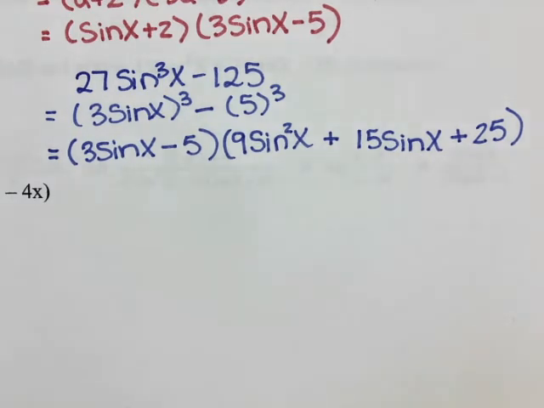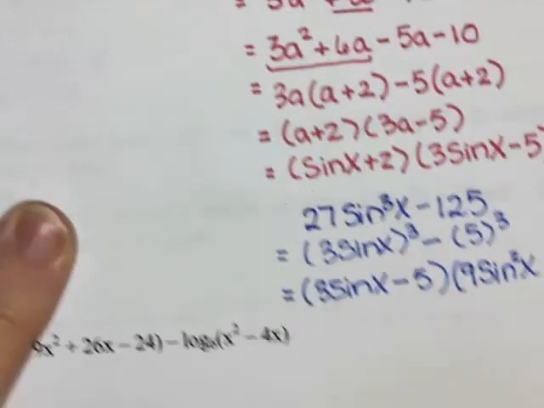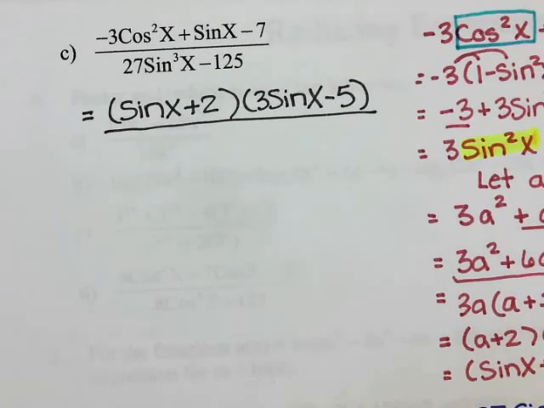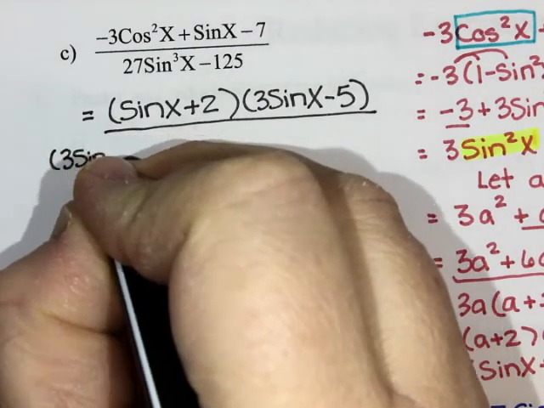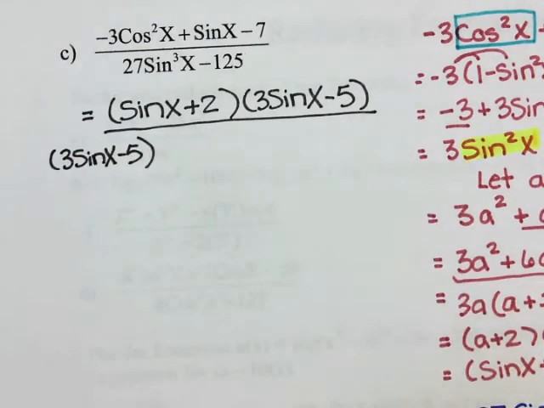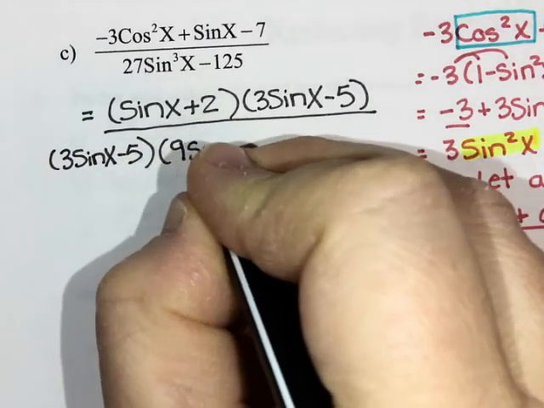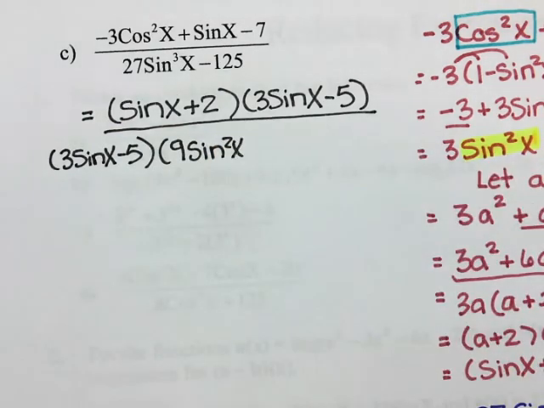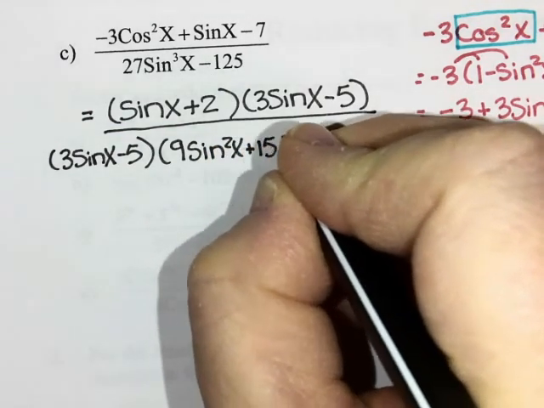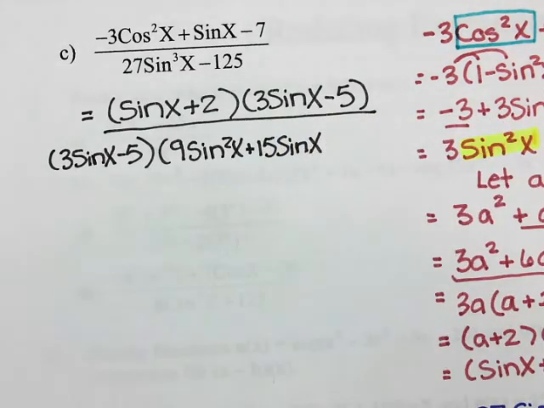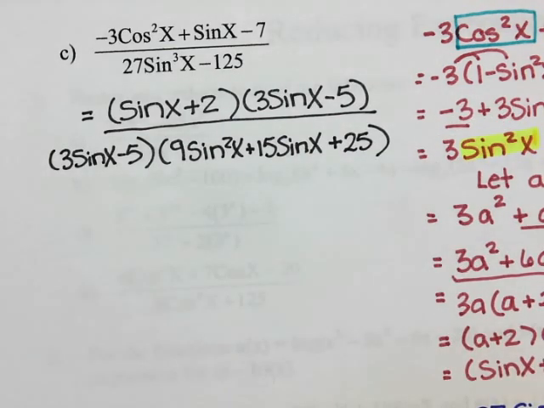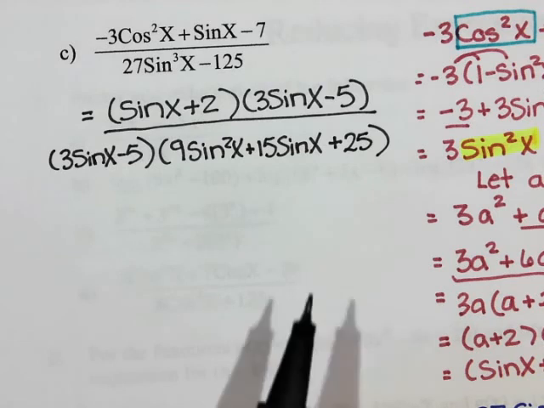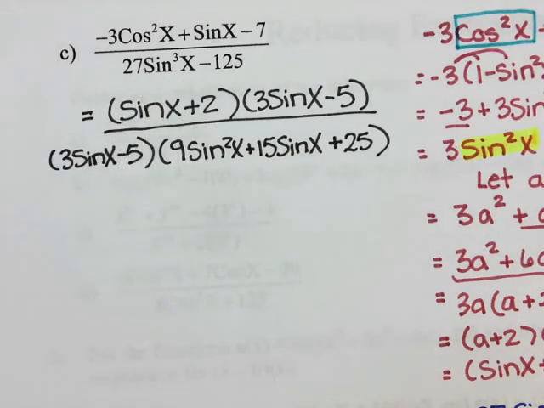Okay, so I'm going to take that and put it in place of my denominator. So I have 3 sine x minus 5, times 9 sine squared x plus 15 sine x plus 25. Now that second bracket, we said on sums and differences of cubes, does not factor unless the original exponent was bigger than 3, like a 6 or a 9 or something like that.